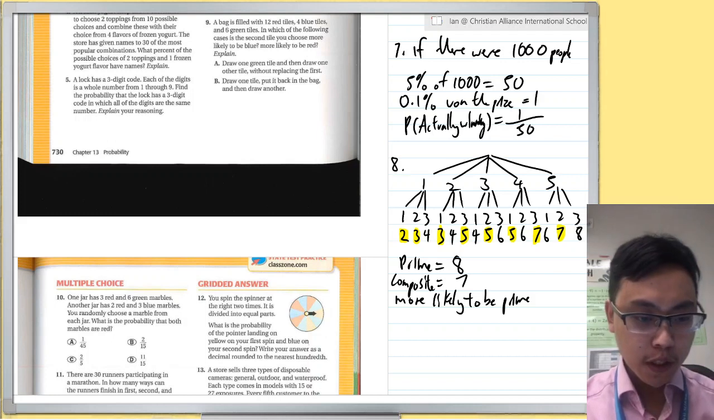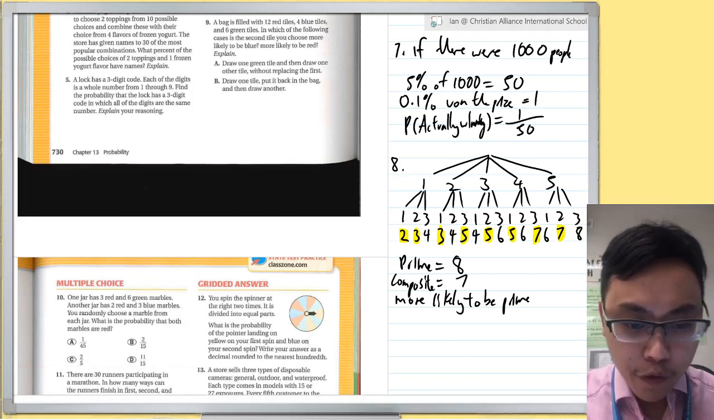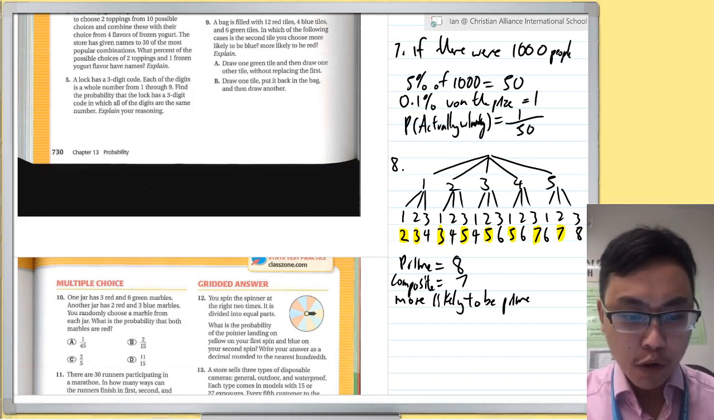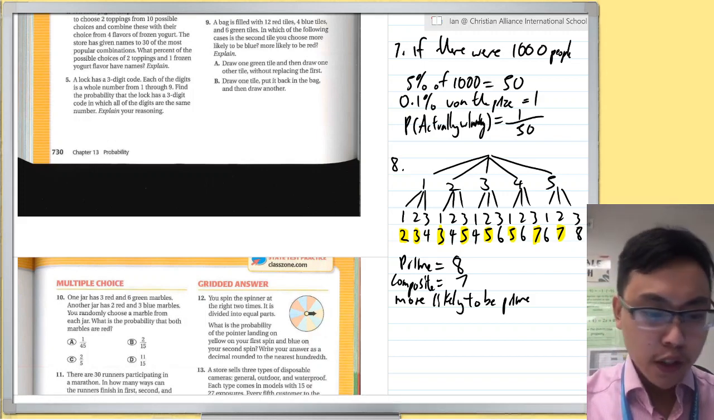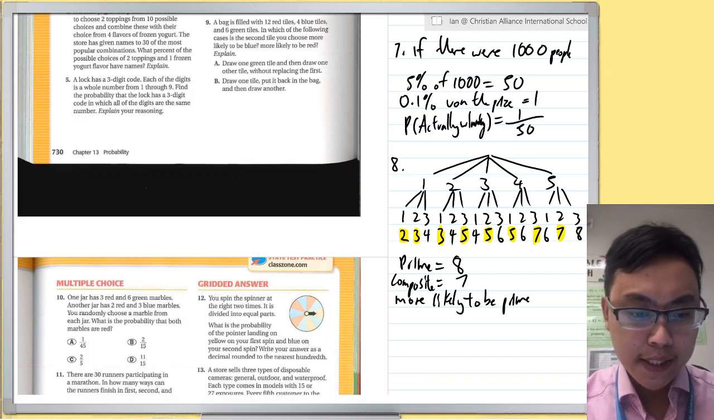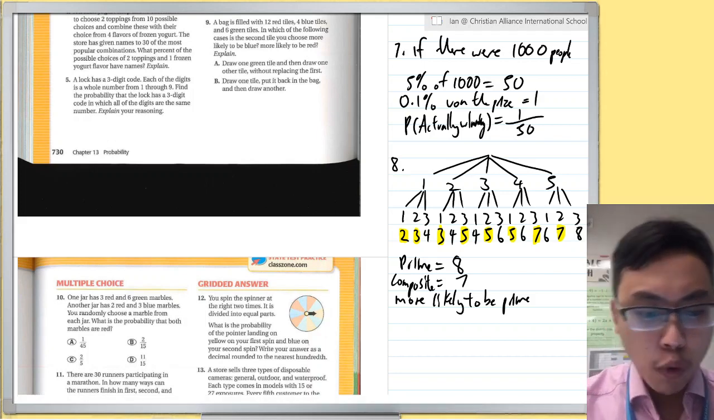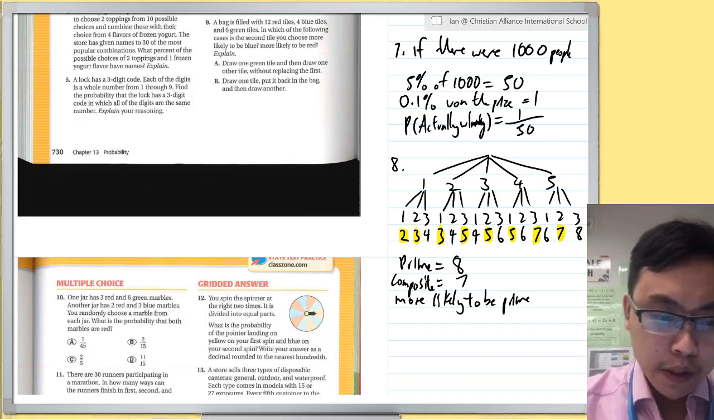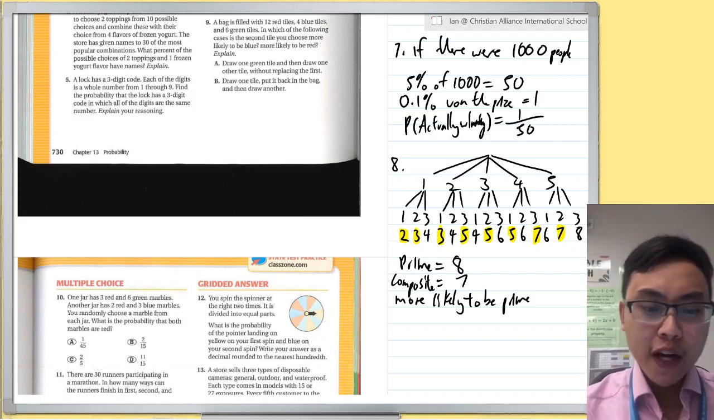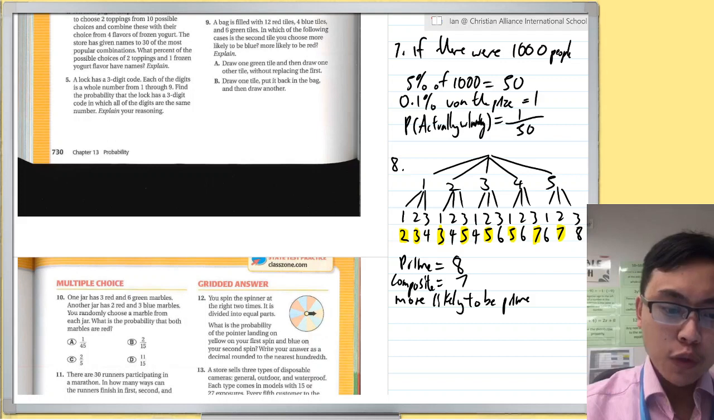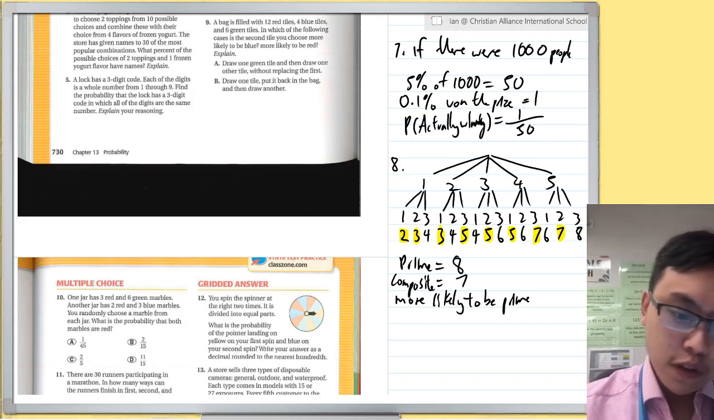Question 9. We can see question 9 at the top over there. A bag is filled with 12 red tiles, 4 blue tiles, and 6 green tiles. In which of the following cases is the second tile you choose more likely to be blue, more likely to be red? And explain. So we want to find which one is more likely to be blue and which one is more likely to be red.